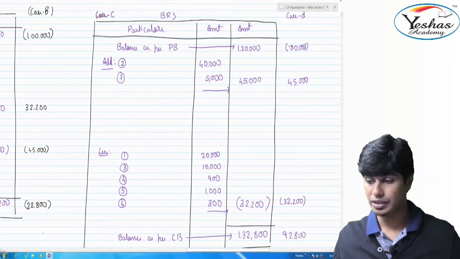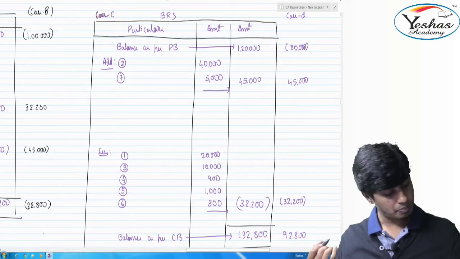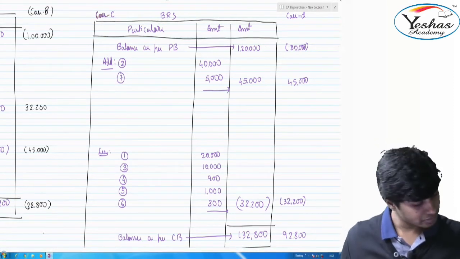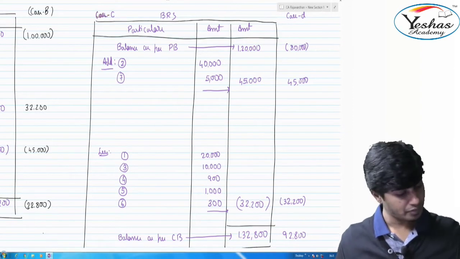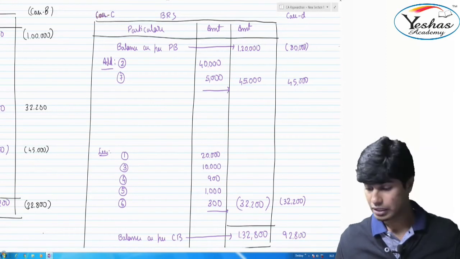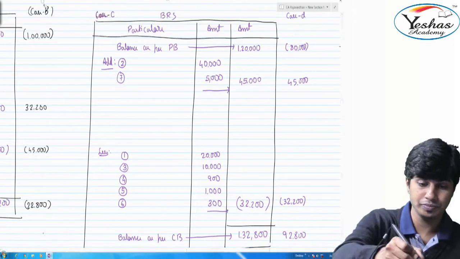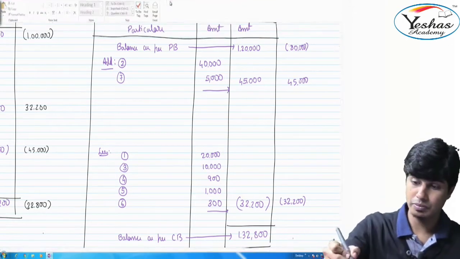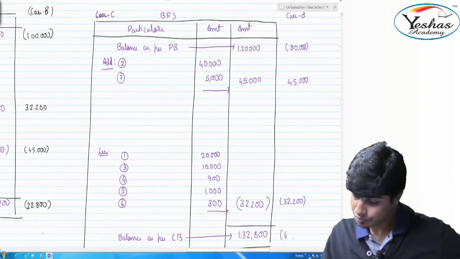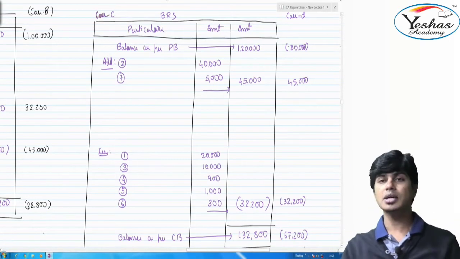Minus 80,000 plus 45,000 minus 32,200. Sorry, this calculator, some keys are not working when I type. That gives 67,200, minus 67,200. What is this? Balance as per cash book.